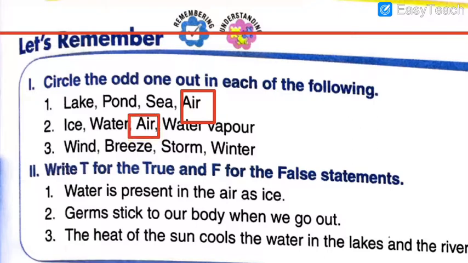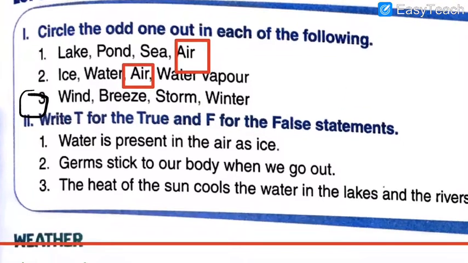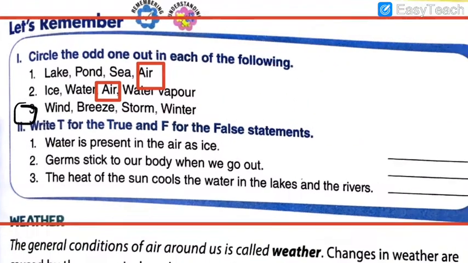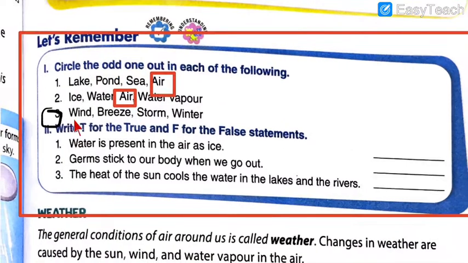Now let us solve this very short Let's Remember exercise. The first question is, circle the odd one out in each of the following. Number 1: lake, pond, sea, air. Which is the odd one? Let me zoom in so that you can see it clearly. The very easy answer is air. Why? Because lake, pond, sea, these three are water bodies. Air is not a water body, so it stands out, it is the odd one.